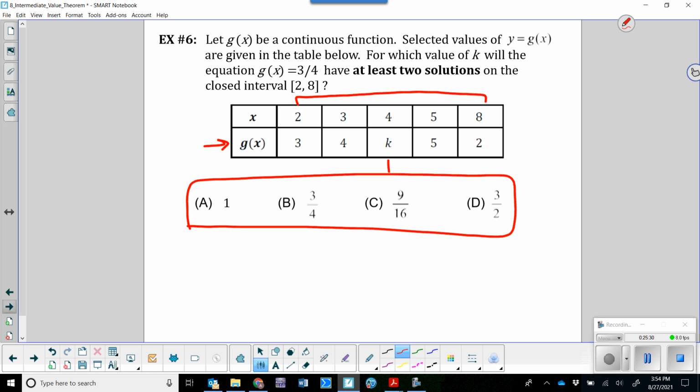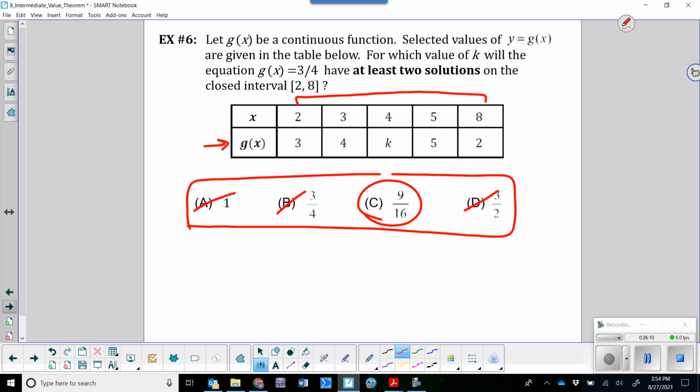So if we put 1 there, would 1 guarantee an answer of 3/4 in 2 different places? Well, 3/4 is less than 1. None of the rest of the numbers are less than 1, so that can't be right. That one doesn't work. Good idea on multiple choice, cross things off when they don't work. What about 3/4? Well, 3/4 doesn't really work because I need 3/4 to be in between the things. So 3/4 isn't going to work. I can actually eliminate 3/2 for the same reason I eliminated number 1, right? It's bigger than 3/4. So the answer must be C.